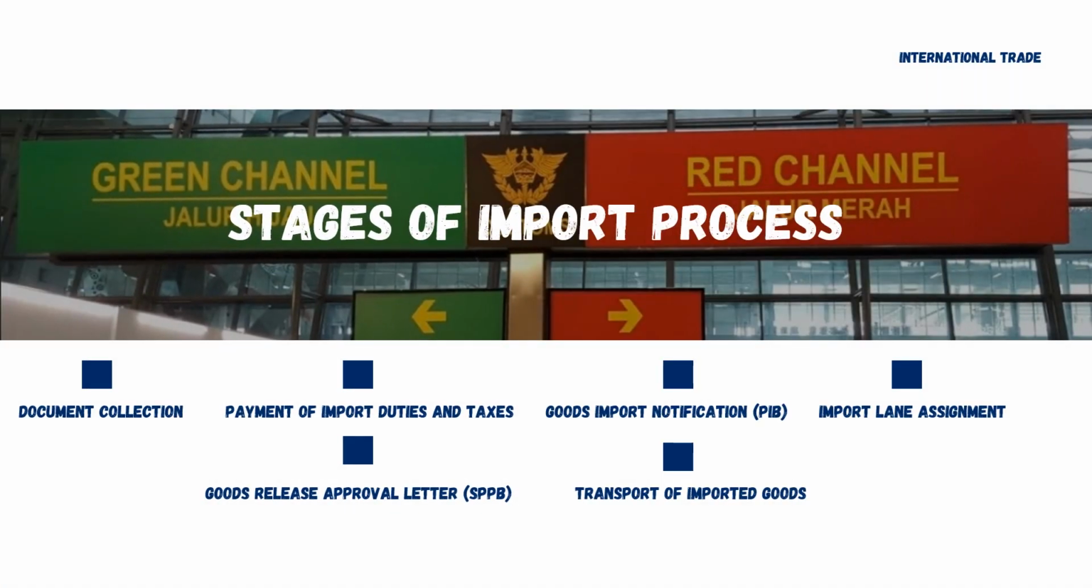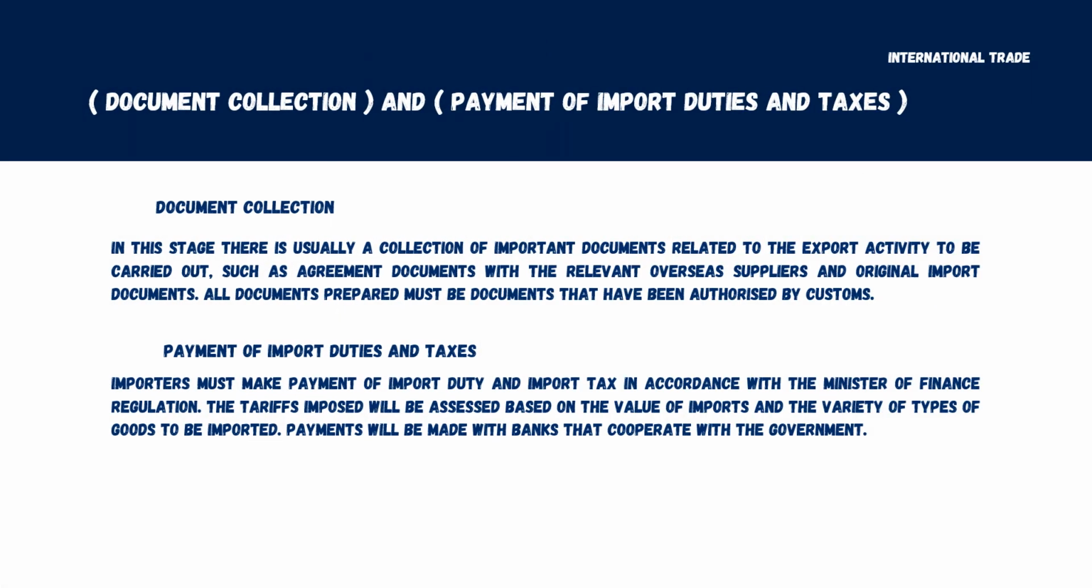Stages of import process. Document collection. In this stage, there is usually a collection of important documents related to the import activity to be carried out, such as agreement documents with the relevant overseas suppliers and original import documents. All documents prepared must be documents that have been authorized by customs.